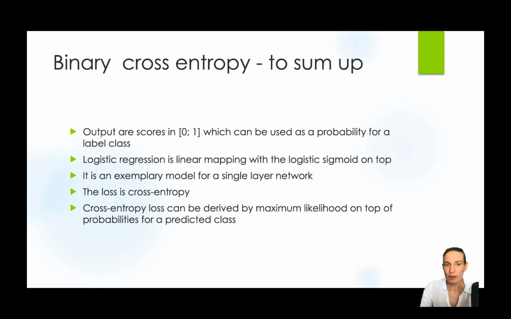All right, so to sum up binary cross entropy: the outputs of our model are in the range of 0 to 1, which we can directly use as a probability for the class label. Logistic regression is a linear mapping with the logistic sigmoid function on top of it. It's a very nice model to move on to a single layer neural network. As we'll see in the lab, we're going to use a neural network in PyTorch to calculate a logistic regression model. It uses a cross entropy loss, which can be derived by using maximum likelihood on top of the probabilities for the predicted class.